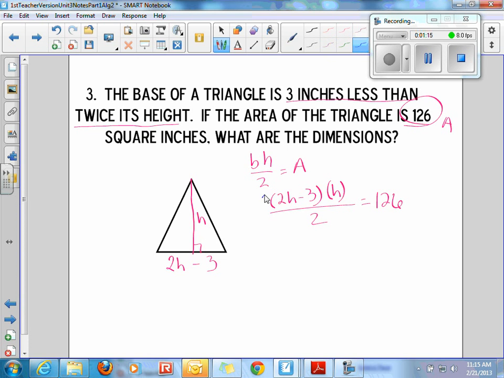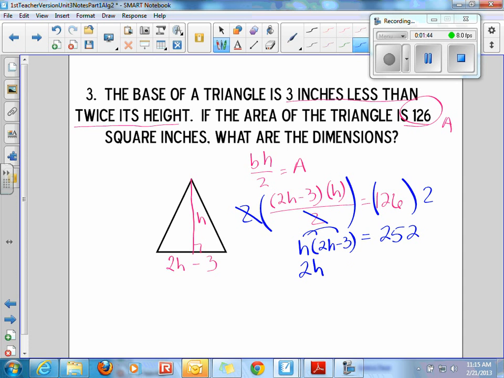So to take care of that, I need to multiply both sides of the equation by 2. Over here it gets rid of my denominator, and on this side it doubles 126, so that side would be 252. Now over here I'm left with just the numerator, and I'm going to move that h in the front. All I did was switch the order there. I only did that because I wanted you to see my distribution. So 2h squared minus 3h equals 252.